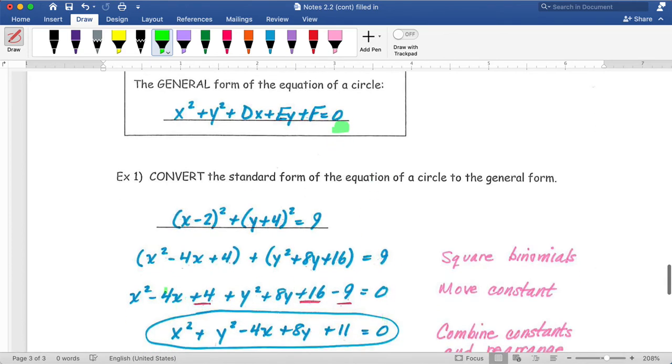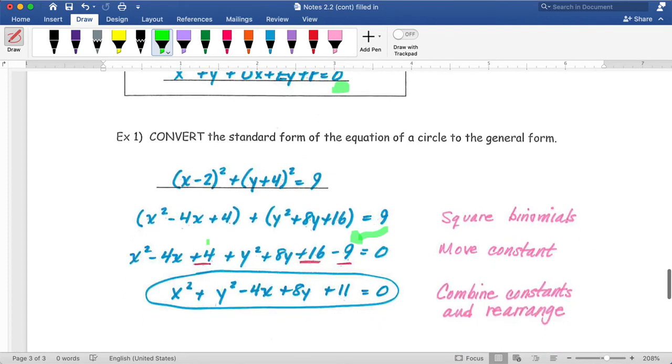And you are going to have some like terms. So I like to remove grouping symbols and then bring this over. Notice I brought that over right there. So I just copy down x squared minus 4x plus 4 plus y squared plus 8y plus 16 minus 9. I have like terms to combine. Okay, I have a constant here, a constant here, and another constant here. Okay. 4 plus 16 is 20, subtract 9 is 11.